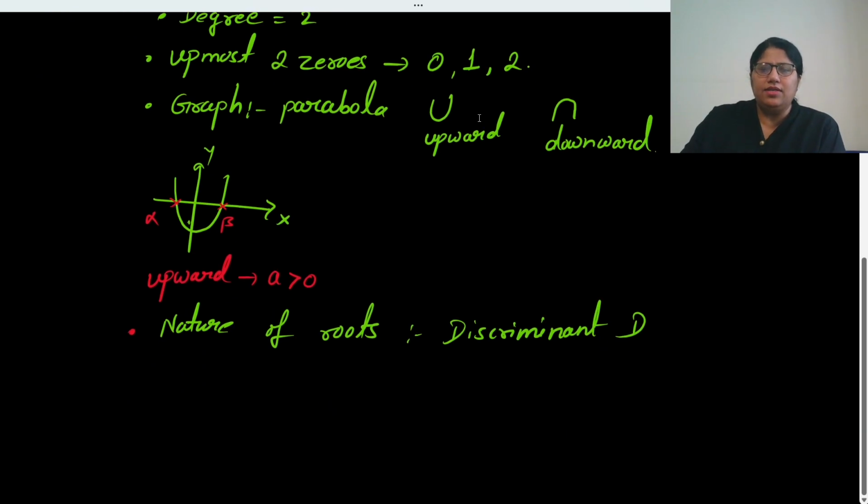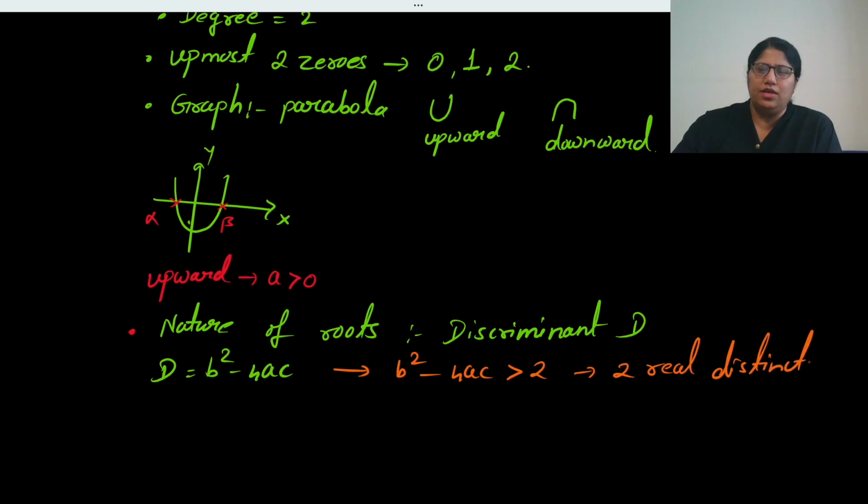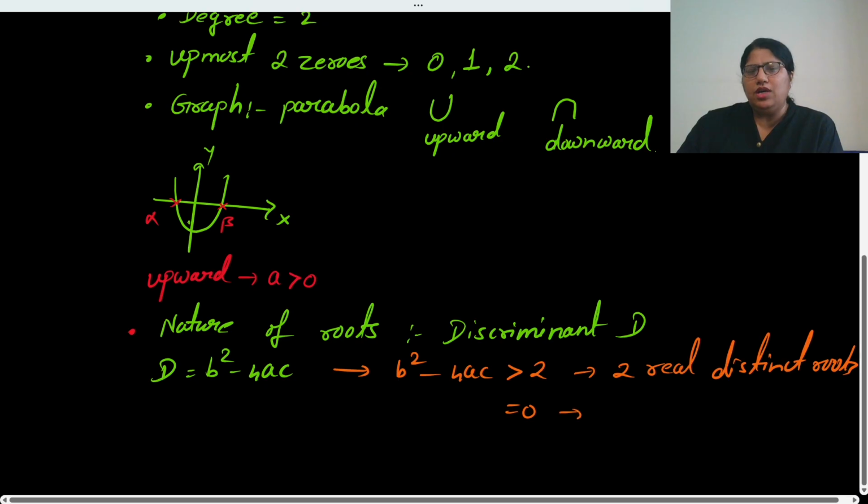Whenever we have the discriminant D, what do we write? b² - 4ac, right? Here a and b are the coefficients and c is the constant term. There are 3 cases. The first case: if b² - 4ac is greater than 0, then we have 2 real distinct roots, right? Distinct means different roots. Now, if it is equal to 0, then we have 2 real equal roots.